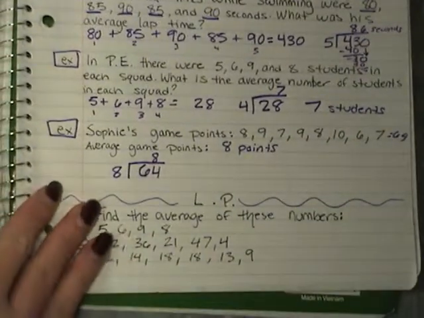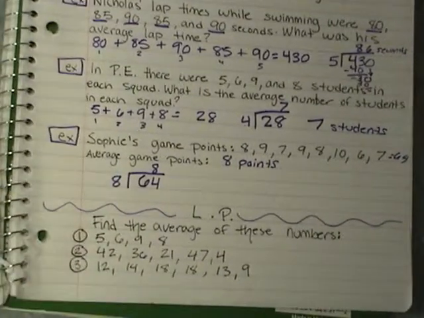Here is your lesson practice. It says find the average of these numbers. So number 1, 2, and 3.